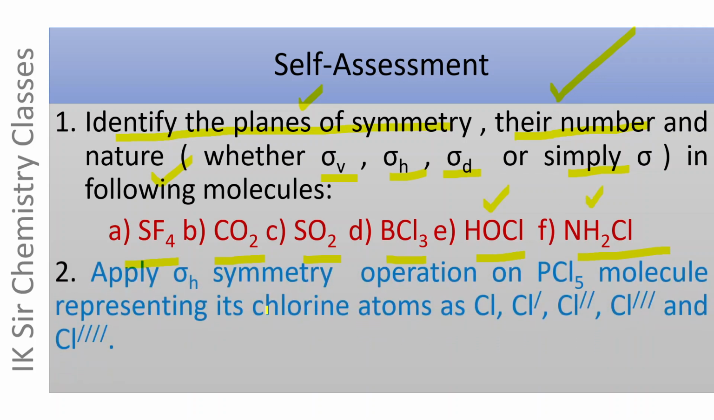And the second question: apply sigma h operation on the PCl5 molecule, representing its chlorine atoms as Cl, Cl dash, Cl double dash, Cl triple dash, and Cl dash 4 times. You have to apply sigma h operation on the PCl5 molecule, representing its chlorine atoms as follows.